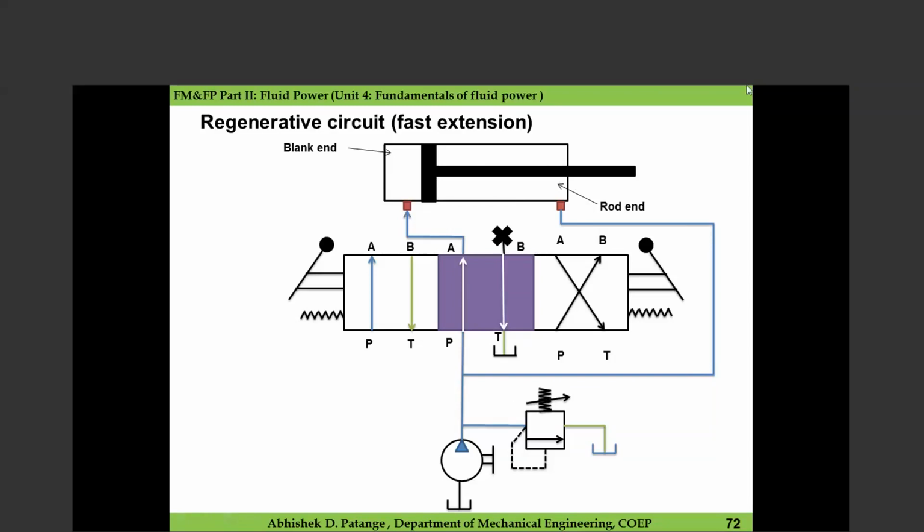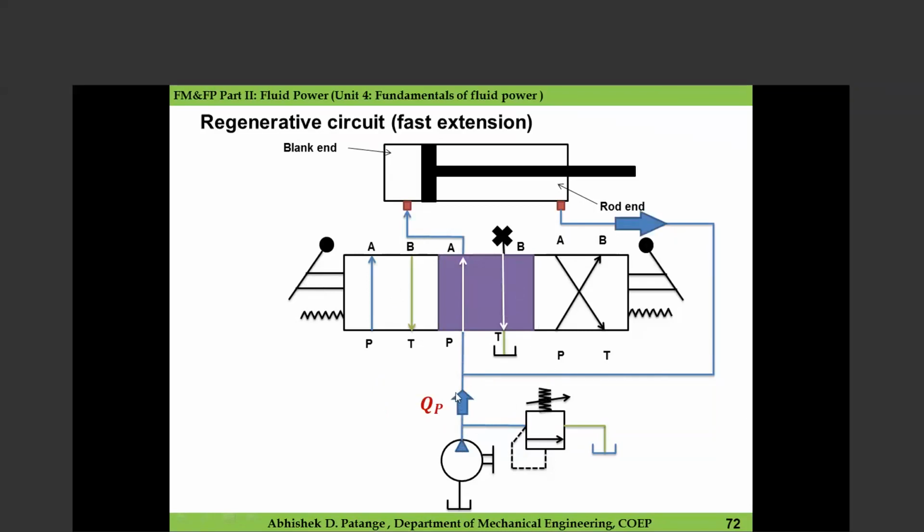So let us consider this once again. For extension I will operate this hand lever. Because of this, this position will come into picture. Now the flow, the liquid which is coming from the pump with QP, that is the discharge of the pump, will have two lines. One will go to P, and another one will go to the bypass line.